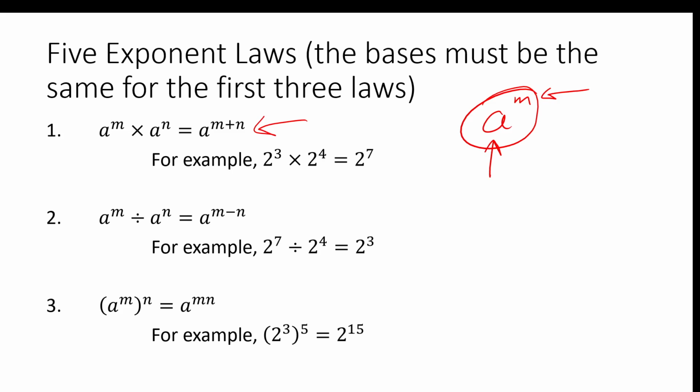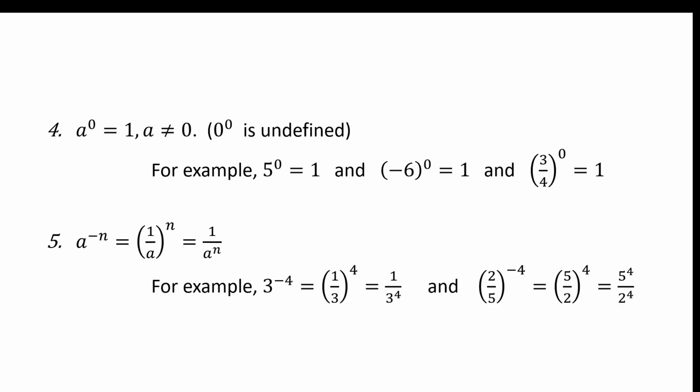And finally, if we take a power and raise it to a new exponent, then what we can do is multiply those exponents. So a to the m, the entire power raised to the exponent n, would equal a to the exponent mn. So for example, the power 2 to the 3 raised to the exponent 5 would ultimately equal 2 to the exponent 15.